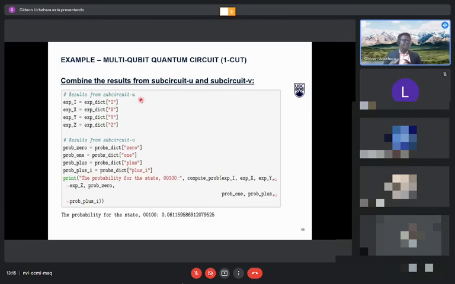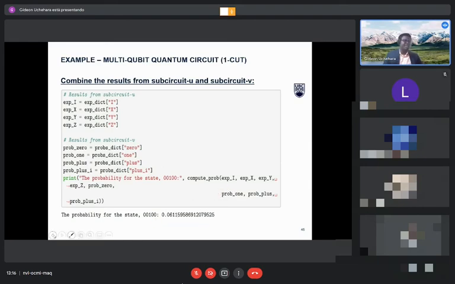So the next thing is to combine this result. Combining this result is the same way we did for subcircuits, for the 1 qubit cut. So this is the way we combine it. We've gotten the expectation value for the subcircuit, the expectation value for I, for X, for Y, and for Z. And we've gotten the probability distribution for the 0 state, for 1, for I, for plus, and for plus I state.